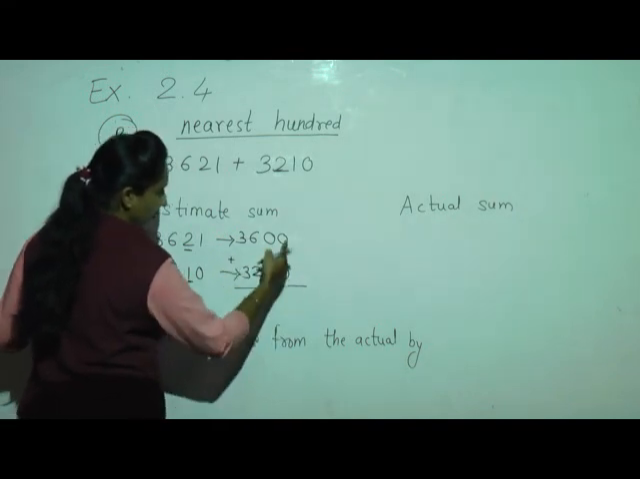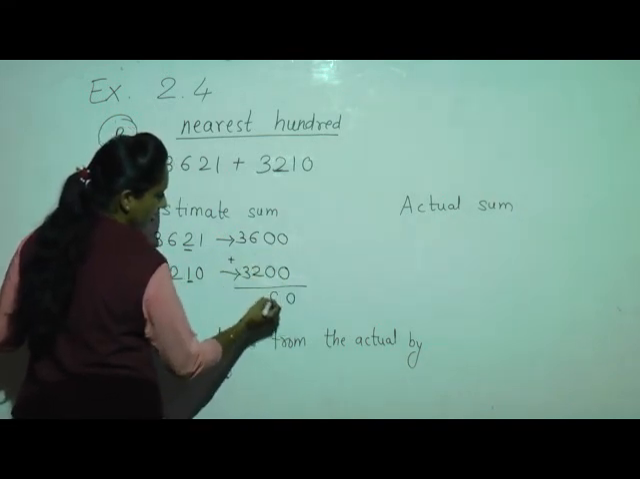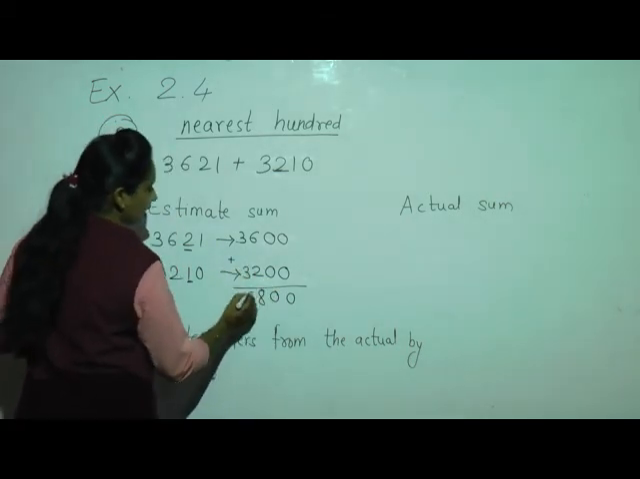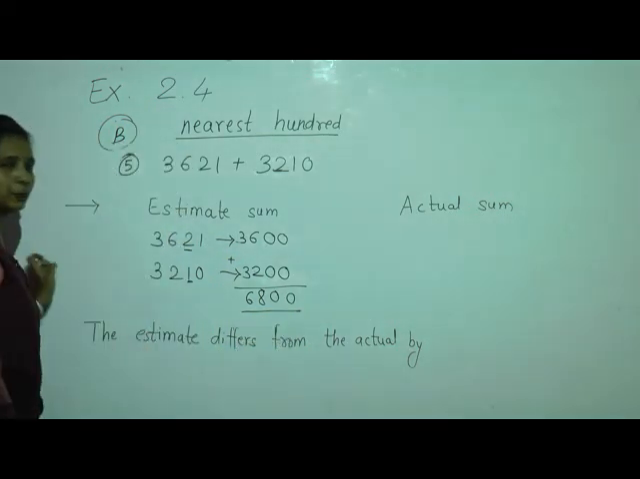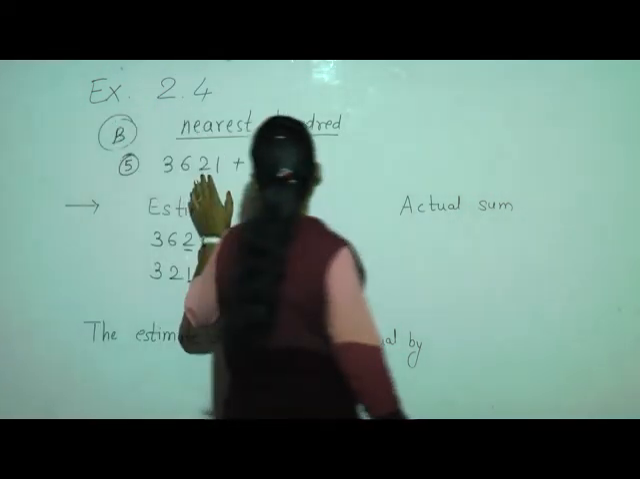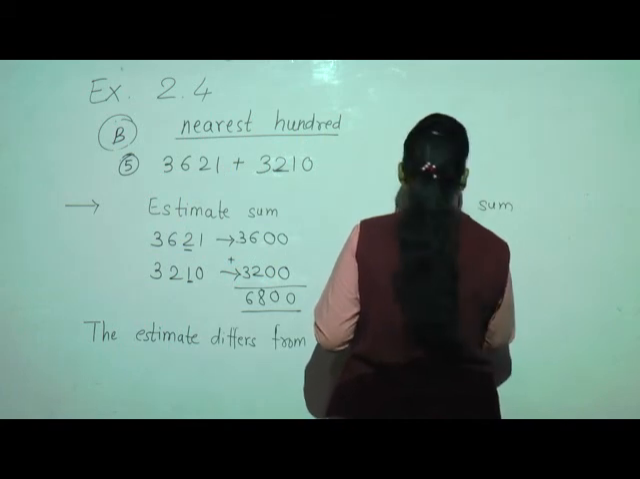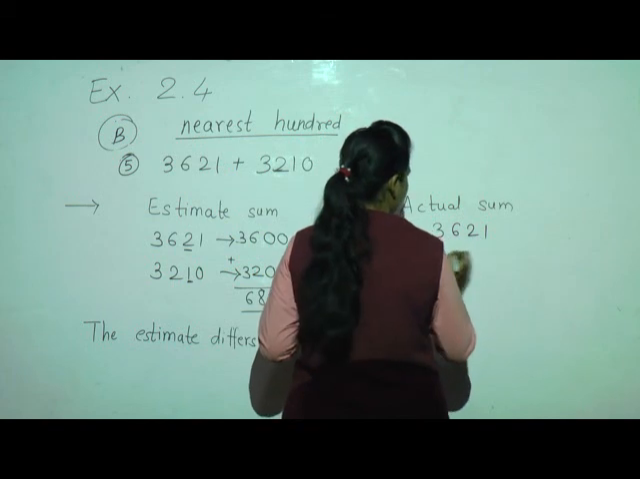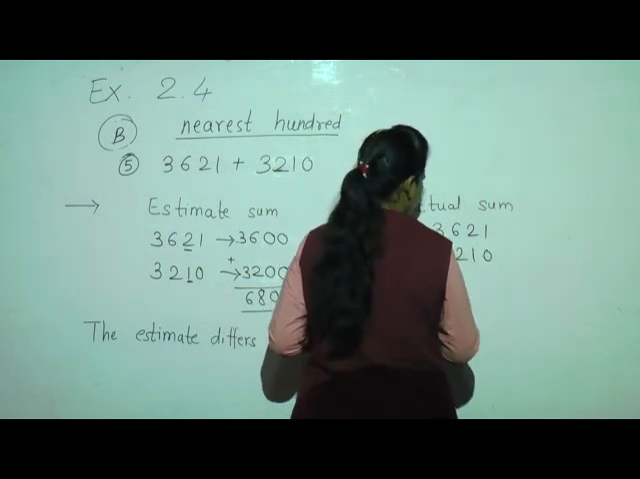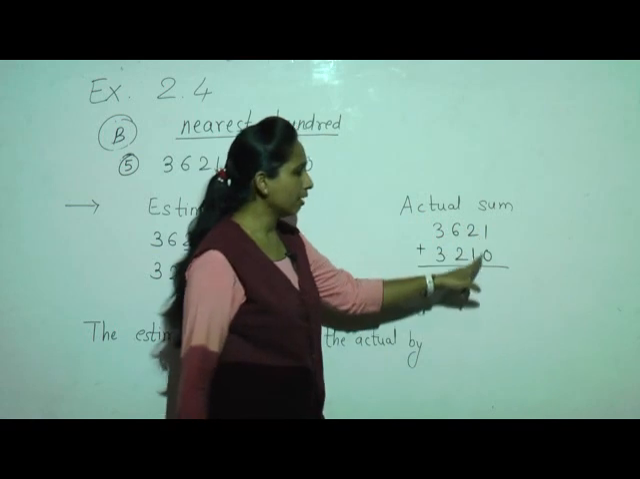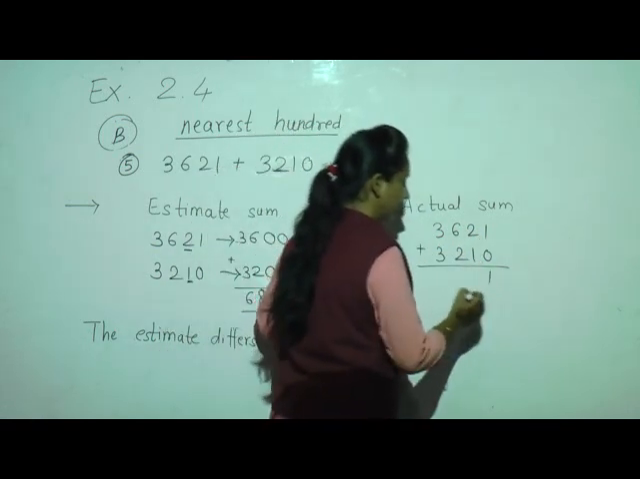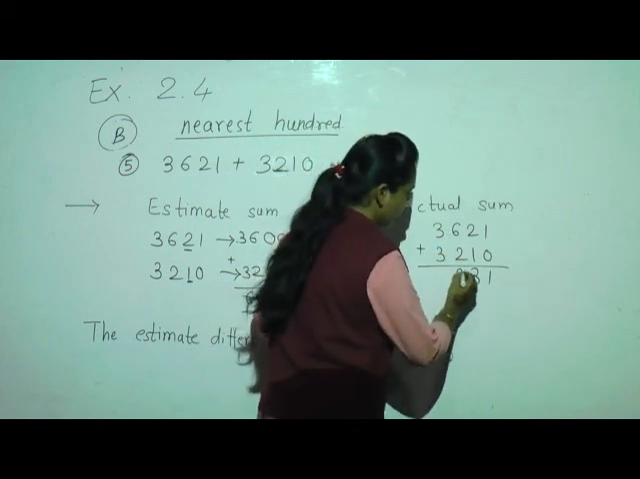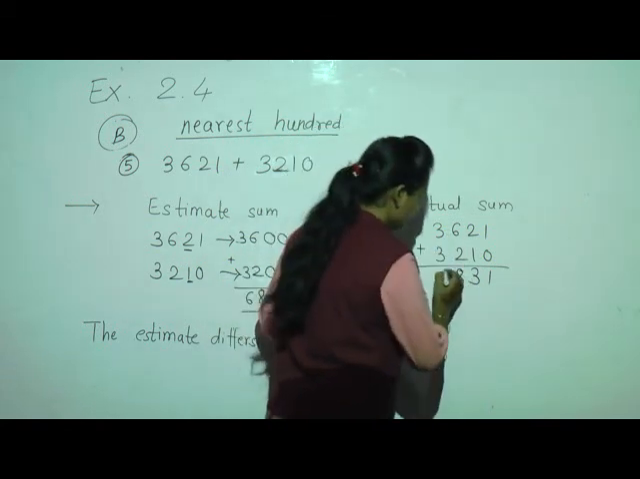Now we will add these numbers. 0 plus 0, 0. 0 plus 0, 0. 6 plus 2 is 8. 3 plus 3 is 6. Now we will do the actual sum of these given numbers. What are the numbers? 3,621, 3,210. Now we will do this addition. 1 plus 0, 1. 2 plus 1 is 3. 6 plus 2 is 8. 3 plus 3 is 6.